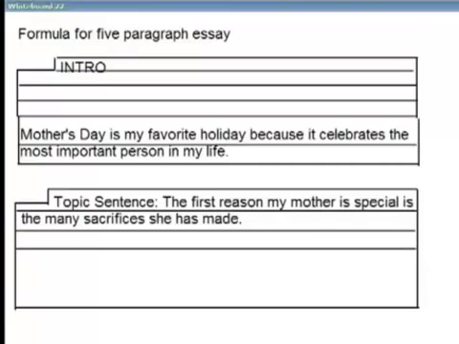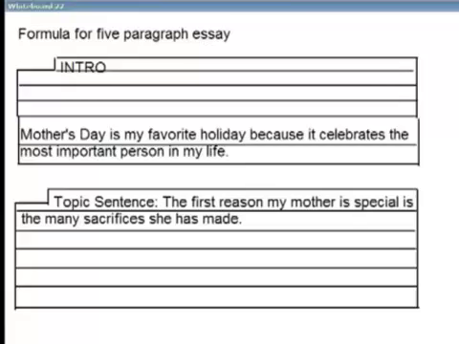Now, because in week 1 you are writing a narrative essay, your support in this paragraph is going to consist of memories that support this fact that she has made sacrifices. This is your support story or your support memories.